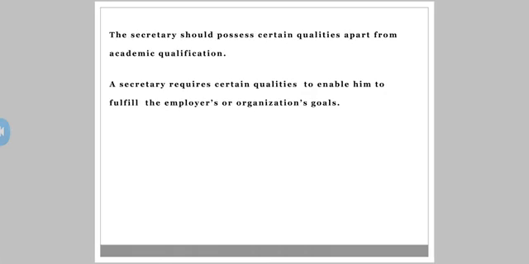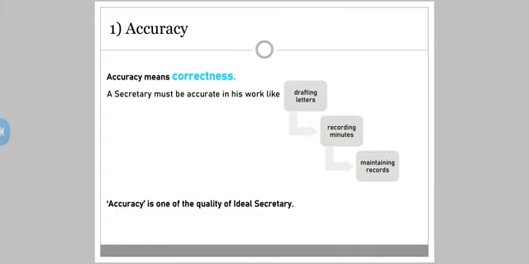Apart from having certain academic qualifications, as we have seen already, to be a secretary of an organization, a person should at least have a graduation degree, right? So now, apart from holding academic qualifications, apart from being a graduate, a person to be a secretary should have certain qualities. These qualities we are going to study in detail. The very first one comes as accuracy.